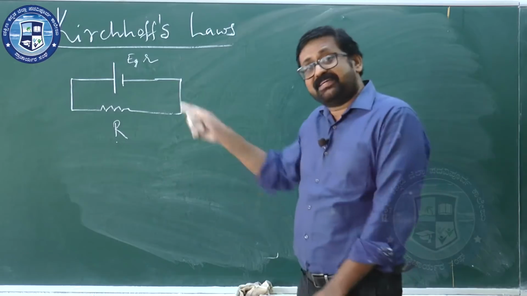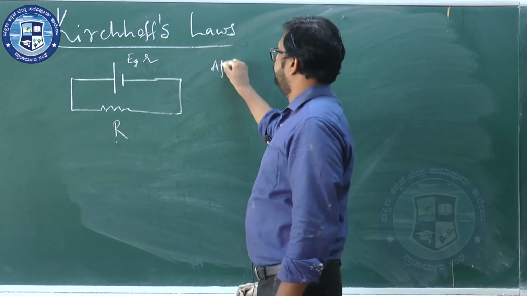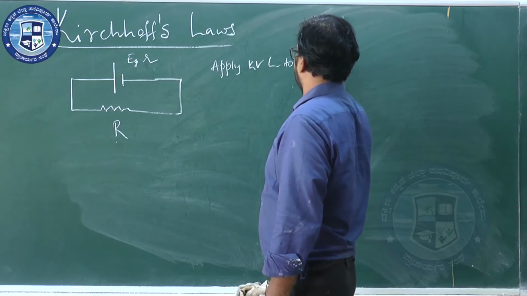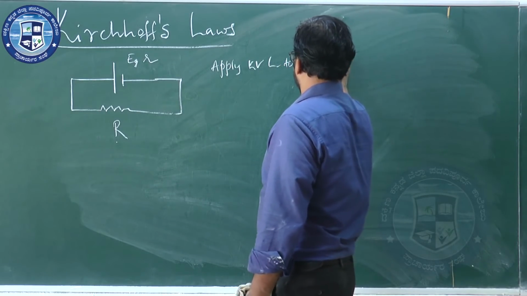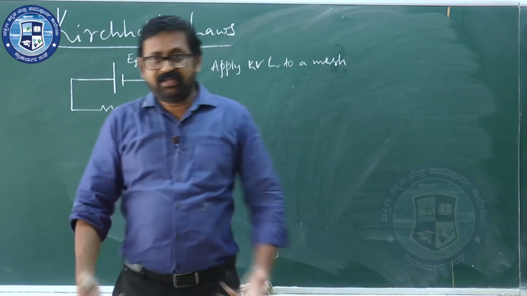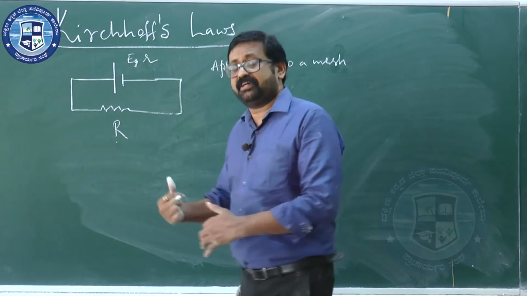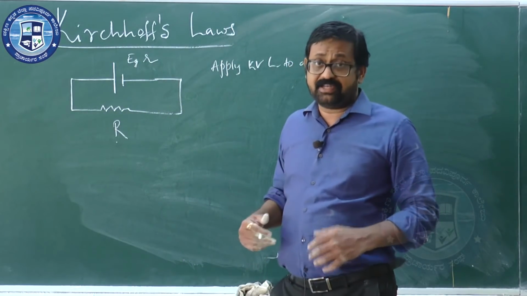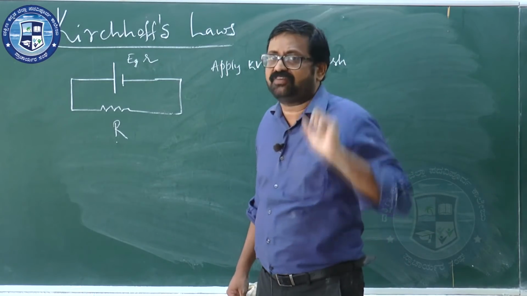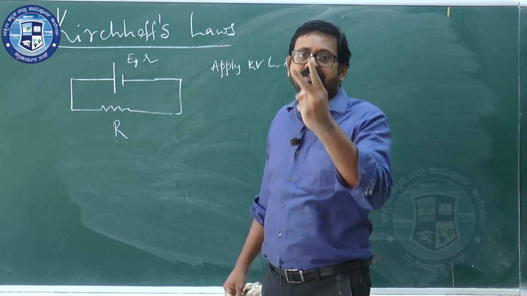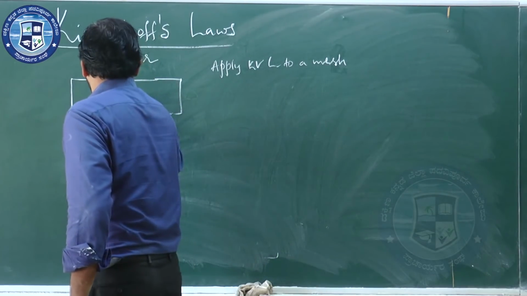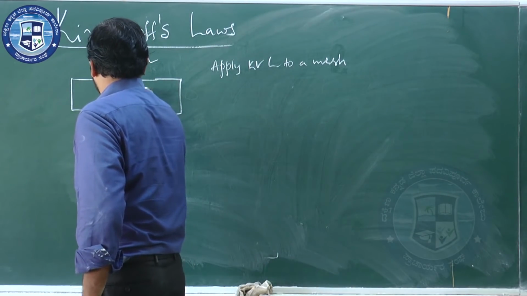If I ask you to apply KVL to a mesh, I need not name the mesh because only one mesh is there. In the earlier problem which I explained, there were two different meshes, so I needed to name the mesh. But here I need not name the mesh, but I have to select the direction of traverse for the mesh, which has two optional directions, either clockwise or anti-clockwise. Shall I select this particular direction?